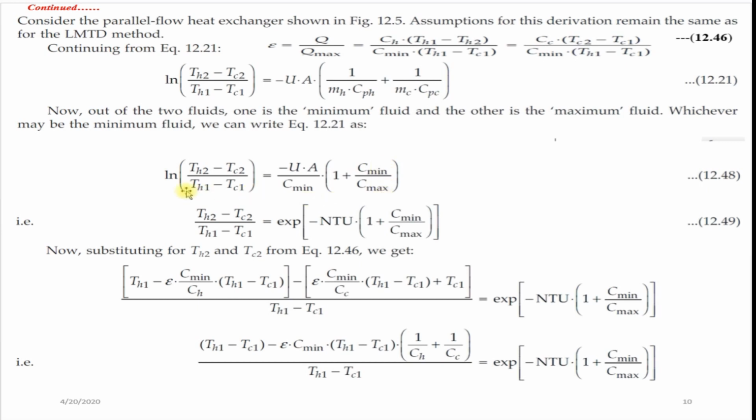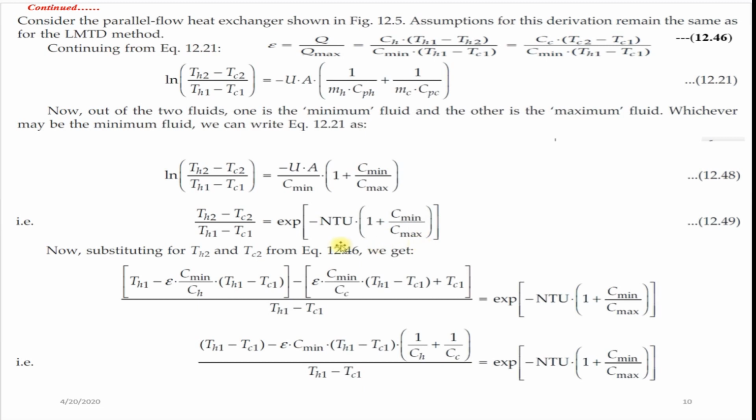Now, ln with base e, if you simplify this step, gives (Th2 minus Tc2) divided by (Th1 minus Tc1) equal to e power minus UA by C minimum into (1 plus C minimum by C max). Here exp means exponential, e power of minus NTU, because UA by C minimum is nothing but NTU, into (1 plus C minimum by C max).